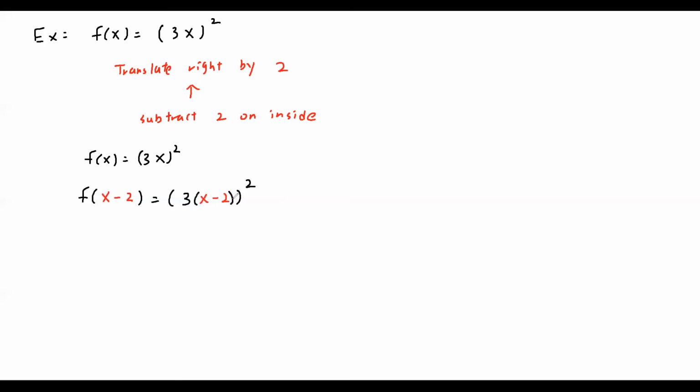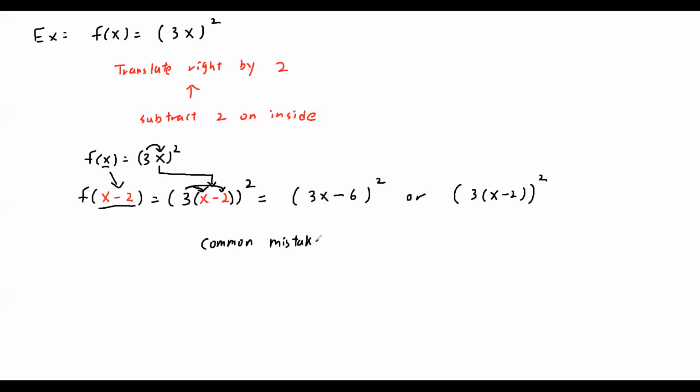If we take a look at the notation, 3 is multiplying the x, and our x is now being replaced by x − 2. So we would have 3 times the whole thing that got replaced, meaning x − 2. If we distribute the 3, we will get (3x − 6)². Or we can keep it in the notation, 3 and then another parenthesis, (x − 2), close parenthesis, squared. Either notation is fine.